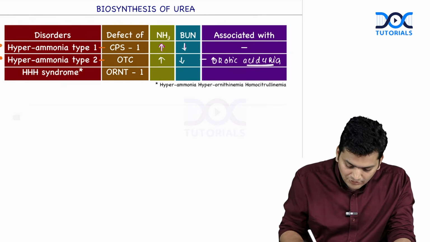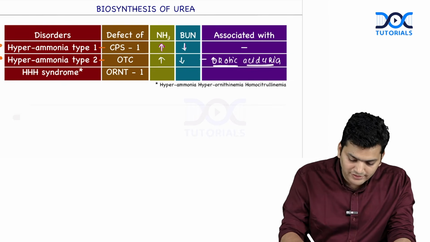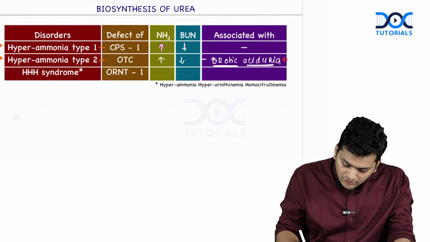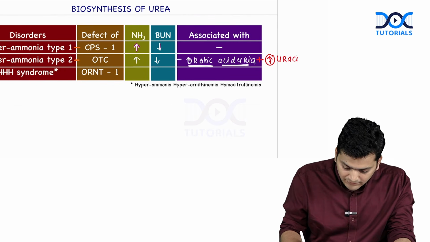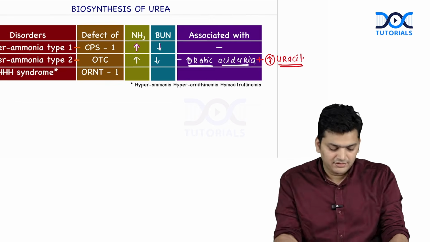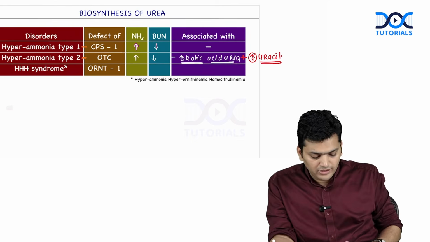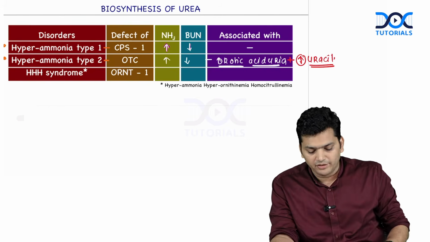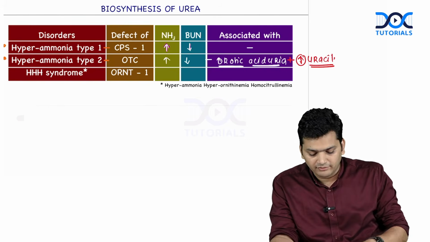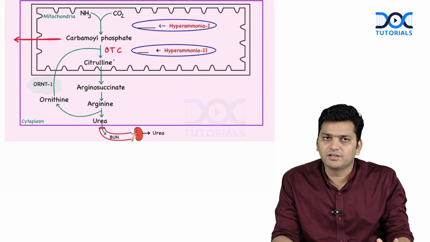So in the MCQ, if they say there is hyperammonemia with orotic aciduria, or there is one more associated finding, an increase in uracil in these patients of hyperammonemia type 2, then you can easily identify that, okay, this is going to be hyperammonemia type 2. Let me explain it here. In hyperammonemia type 1, the problem is in the first enzyme.